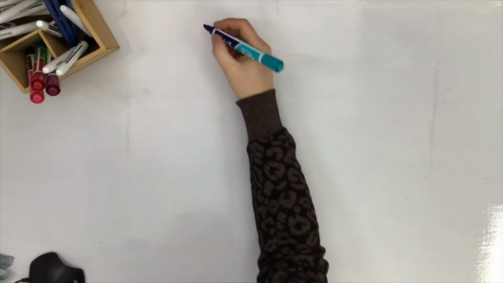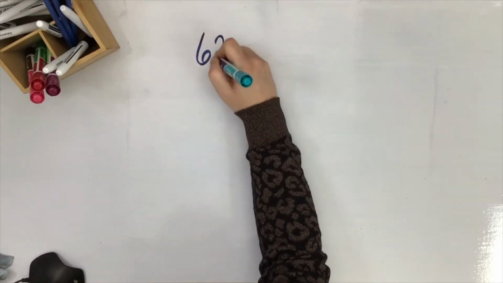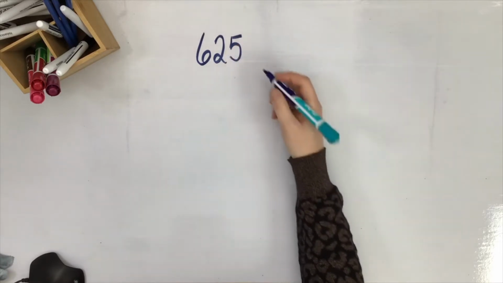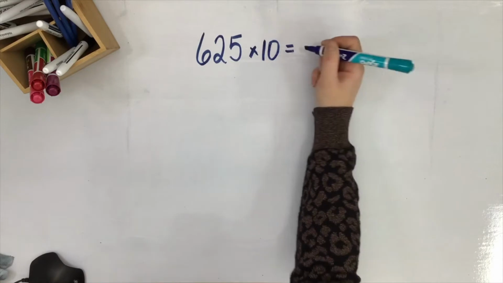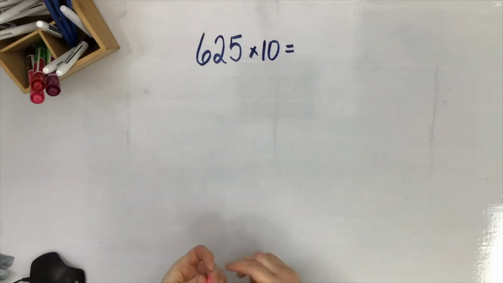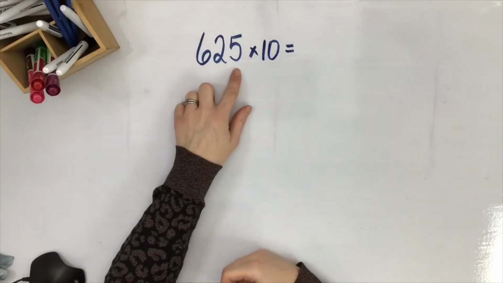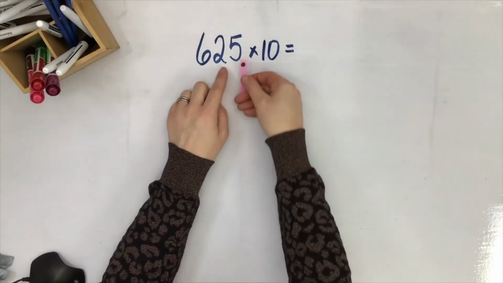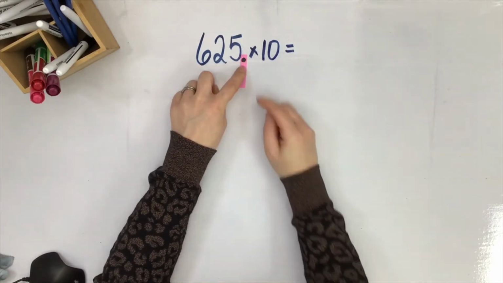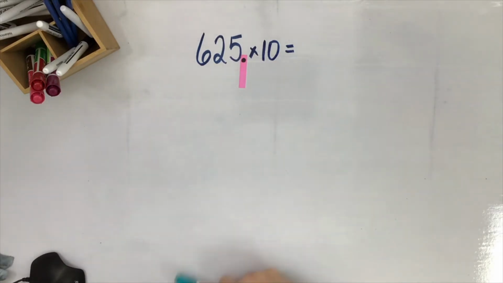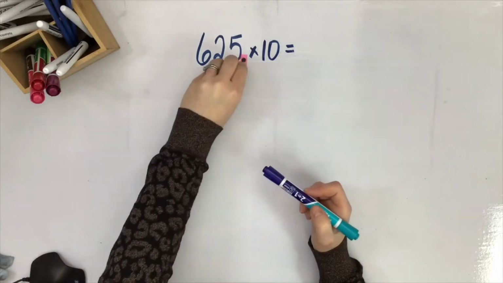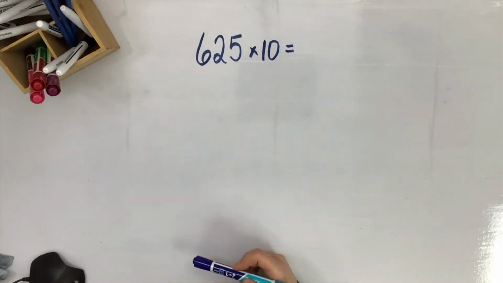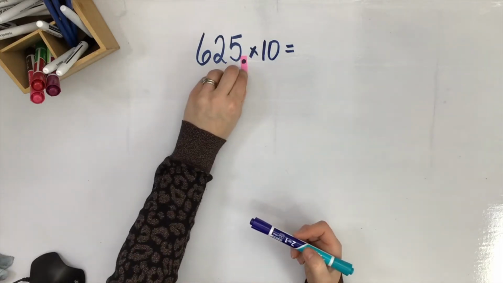Let's start with the number 625. Let's multiply that by 10. Now it's also important to remember that in the number 625, I don't see a decimal point, but technically it lives right here. The decimal point lives directly to the right of the digit in the ones place. So even though we don't have to write the decimal point in the number 625, we know that it lives there.